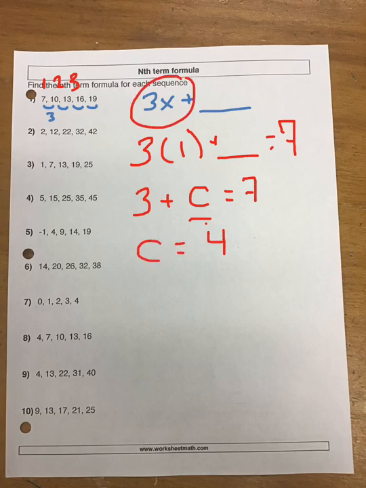Because I already knew what it was jumping by, I knew my variable, now I know my constant, I put it together to give me an equation of 3x plus 4.